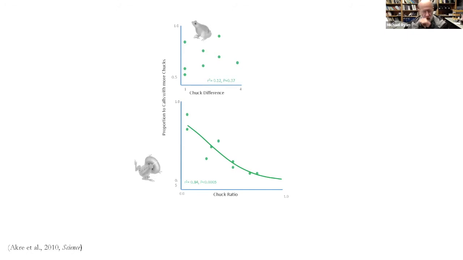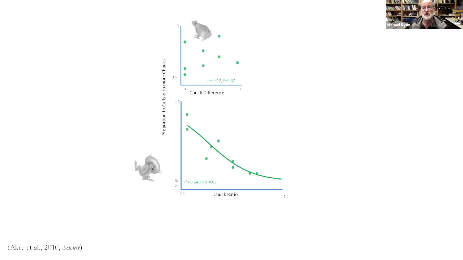But when we plot the chuck ratio, we see a very strong relationship between the ratio of the numbers of chucks and the female preference for chucks. So here the coefficient of determination is 0.84. So the ratio in the numbers of chucks is explaining 84% of the variation in the female preferences for chucks. So this is a very tight Weber distribution.